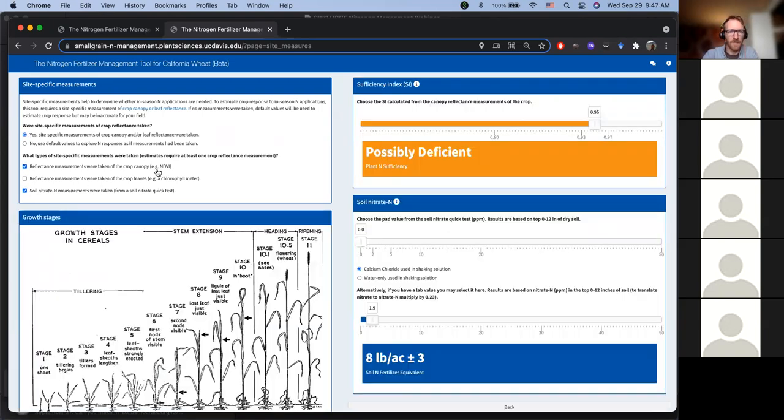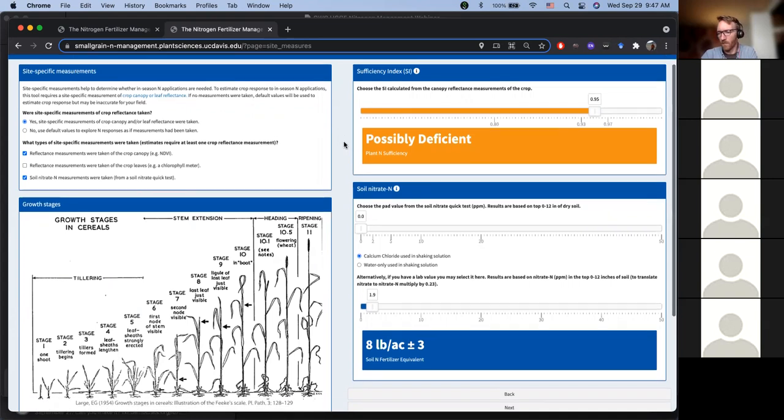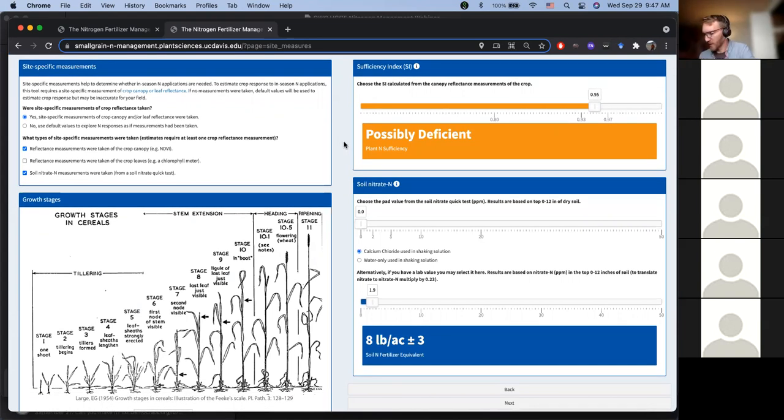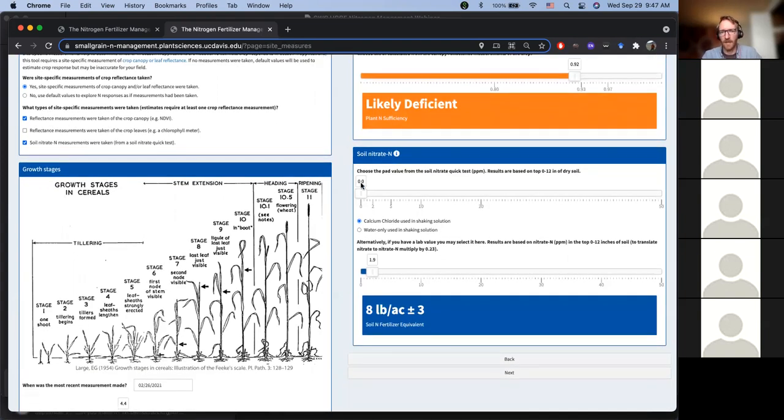Same thing, we have a reflectance measurement and our soil nitrate quick test. And yes, we did take these crop canopy and reflectance measurements. And our sufficiency index in this case came up as 0.92. All right, so likely deficient. You can see this here. If I go all the way down here, we're definitely deficient, right? So 0.92. Again, you can click on this to calculate those values once you have your NDVIs, however you get that, either from drones or a handheld device or whatever. And then our soil nitrate was at 7.5.